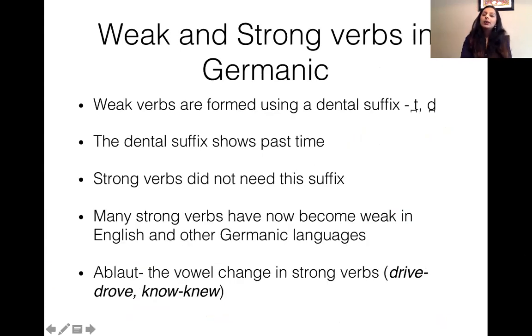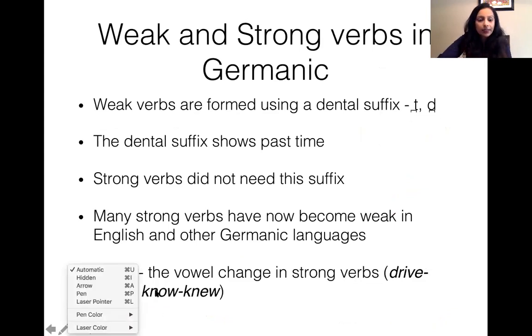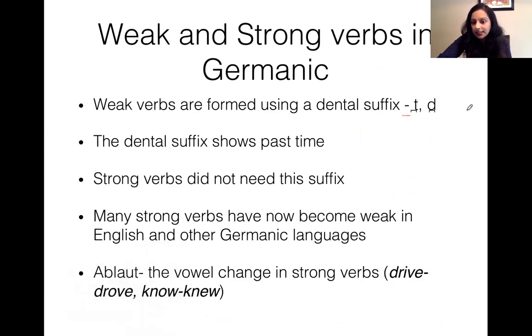Germanic languages also had weak and strong verbs, and the weak verbs often ended using a dental suffix, which is the th or the d, right? This is the dental, written with a t with a line at the bottom. That's the dental symbol, and this actually signals past time. And strong verbs in Germanic did not need this suffix. Many strong verbs have now become weak in English, and we will look at this in more detail when we go through Old English, Middle English, and Modern English. But Germanic languages also had something called the ablaut.